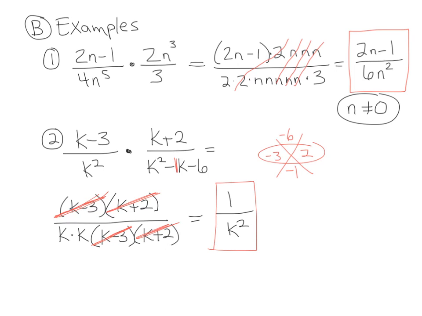And now don't forget excluded values. So you look at the denominator only, just the denominator. And k can't be 0. It can't be 3. And it cannot be negative 2.